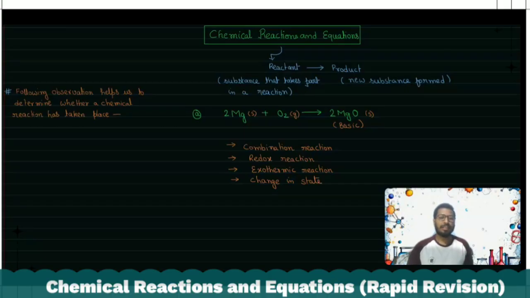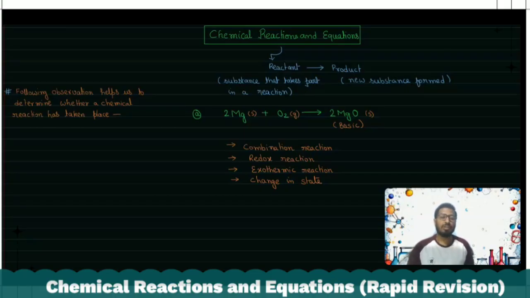So in this reaction, what did we see? This is a combination reaction, and this is a redox reaction because it involves oxidation as well as reduction, so it is a redox reaction. Why exothermic? Because when we are heating this up, a large amount of heat is evolved, that is why it is an exothermic reaction, and there is a change of state taking place over here in this reaction.